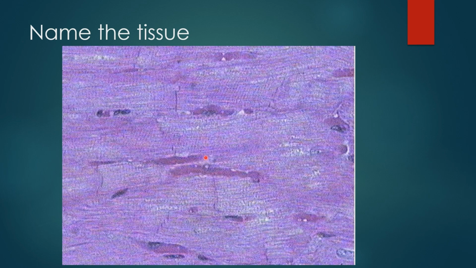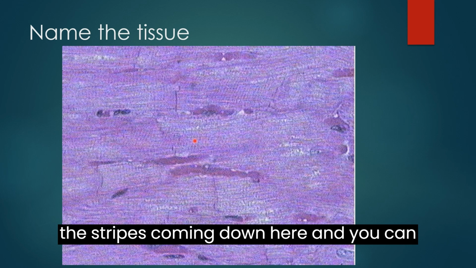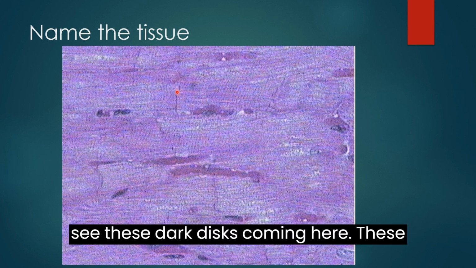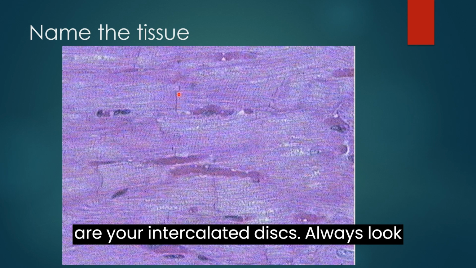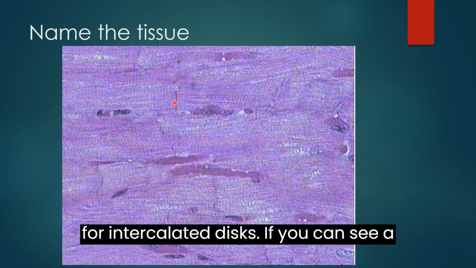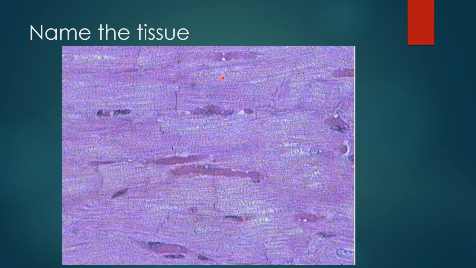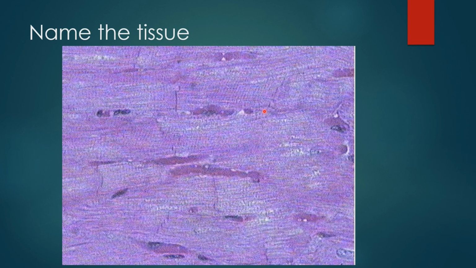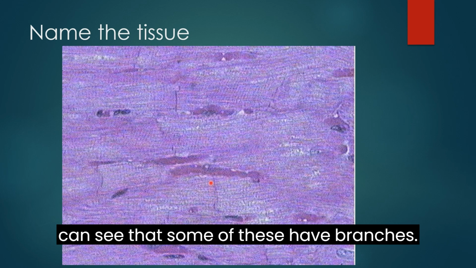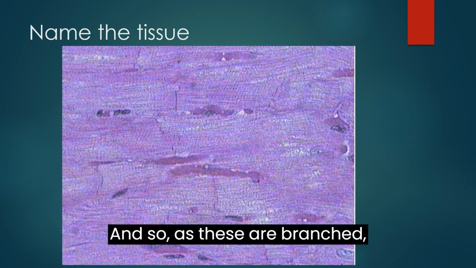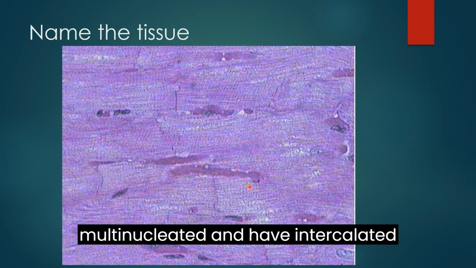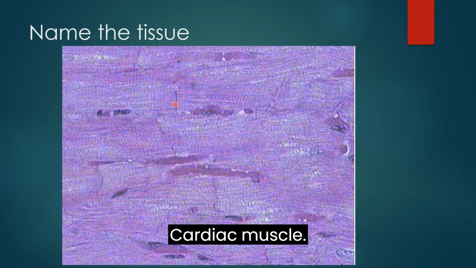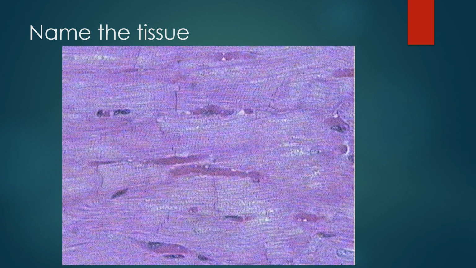Over here, you can actually see that there are some stripes. You can see the stripes coming down here. And you can see these dark discs coming here. These are your intercalated discs. Always look for intercalated discs if you can see a tissue that's striped. And you can see that you have one or two nuclei. And if you look closely, you can see that some of these have branches. And so as these are branched, have one or two nuclei, and have intercalated discs, these are your striated cardiac muscle.